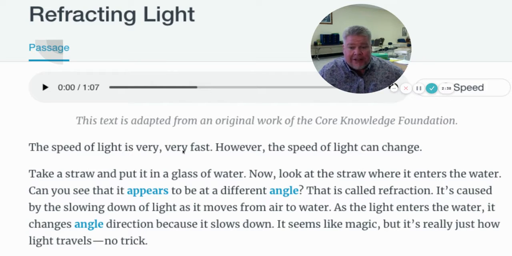The speed of light is very, very fast. However, the speed of light can change. Take a straw and put it in a glass of water. Now look at the straw where it enters the water. Can you see that it appears to be at a different angle? That is called refraction. It's caused by the slowing down of light as it moves from air to water. As the light enters the water, it changes angle direction because it slows down. It seems like magic, but it's really just how light travels.